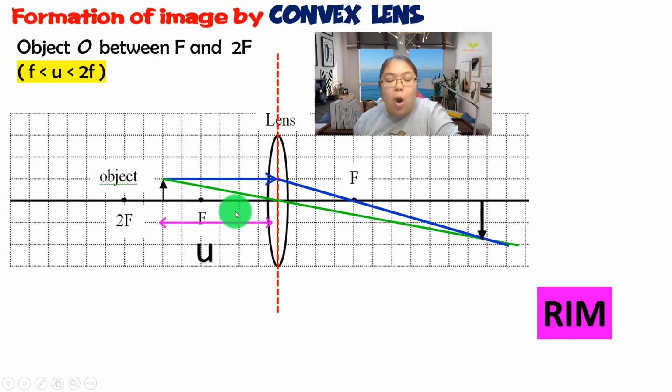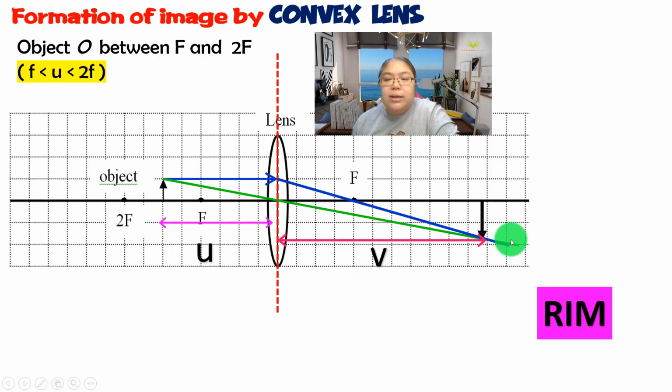Okay, then we introduce this one as the object distance. Then where's the image distance? We must start from the center, go to the image. So this one we call image distance. Now we do the comparison. Image distance is longer than object distance.